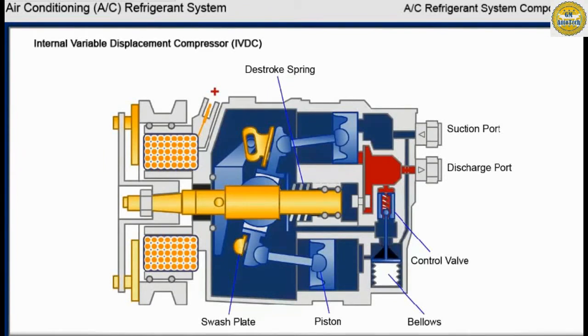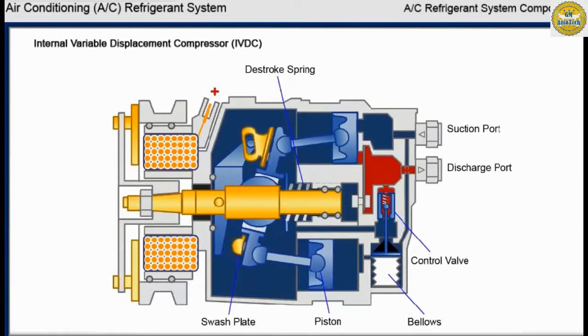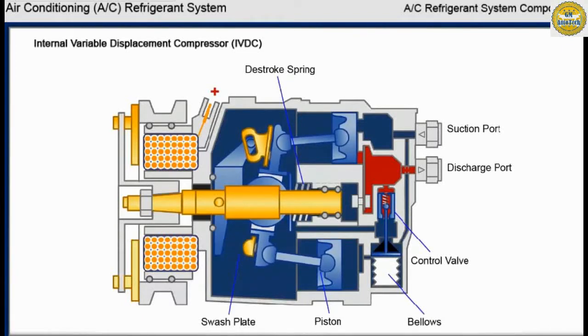Low evaporator heat loads will cause low suction pressure that increases crankcase pressure and reduces stroke. High evaporator heat loads will cause higher suction pressure that reduces crankcase pressure and increases stroke. The IVDC has a D-stroke spring which returns the swash plate to a low-stroke position upon compressor disengagement. When the compressor cycles off, the swash plate moves to the low-stroke position. This is near zero displacement.